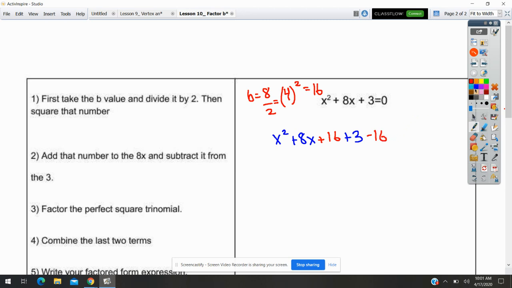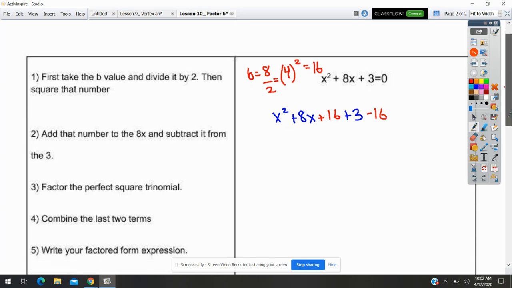The reason being is because you can't just add a number without taking it away from the other side. So that is why we're also adding it and subtracting it. All right. Now, if you look here, we're going to do the third step. So this was step 1, this was step 2. Step 3 is we're going to factor the perfect square trinomial.